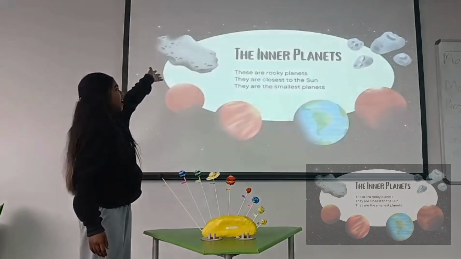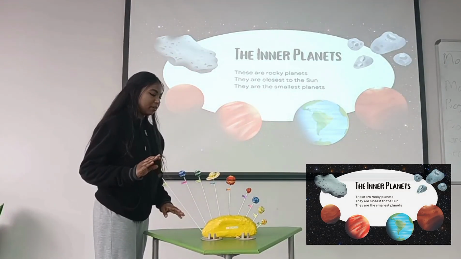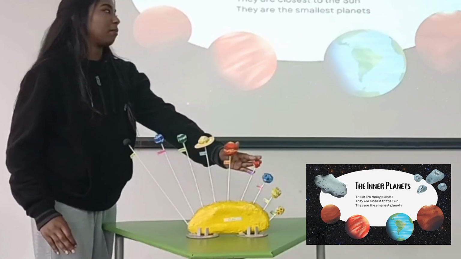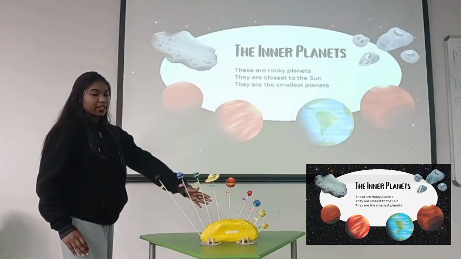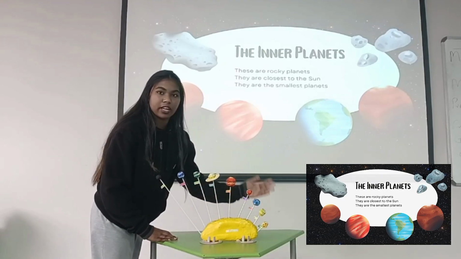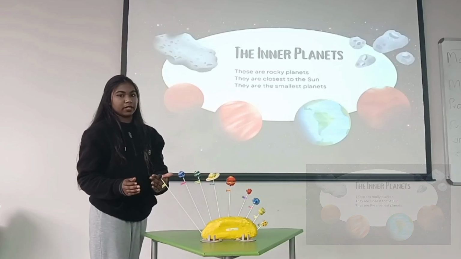Moving on to the inner planets. The inner planets are very rocky planets, and our inner planets would be Mercury, Venus, Earth, and Mars. They are the closest planets to the sun, which makes them the smallest planets. As you can see, our planets range from smallest to biggest.